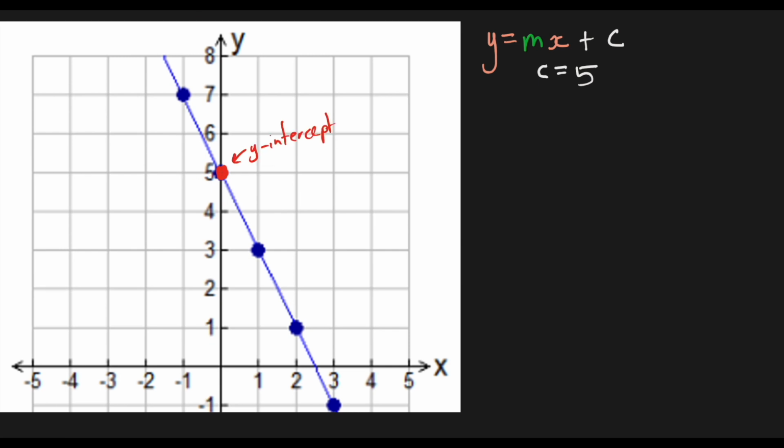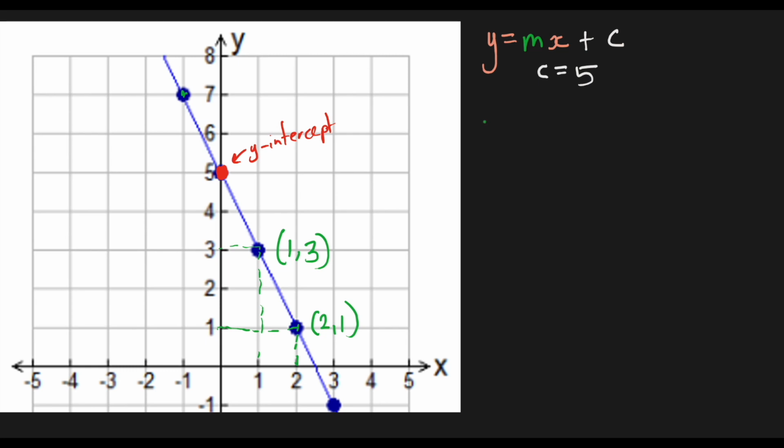What do we need to do now in order to obtain the gradient? We take two coordinates that match on the line. So for instance, we have here 2, which goes to 1. So we have (2, 1). Another coordinate, we have 1 going to 3. So this could be (1, 3). Several other coordinates we could use. We could use (3, -1). We could use (0, 5), (-1, 7) for this one. But we have (2, 1) already.